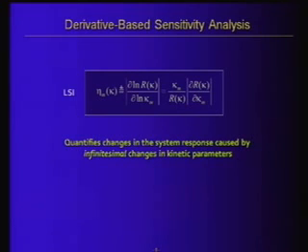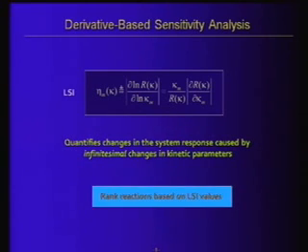And then by using this, we can quantify changes in the system response that are caused by infinitesimal changes in the kinetic parameters. And then we can rank the reactions based on the local sensitivity index values. If the local sensitivity index values are large, then the kinetic parameters associated with these indices are the most crucial ones. If the derivatives are small, then the system is robust to the values of those kinetic parameters.